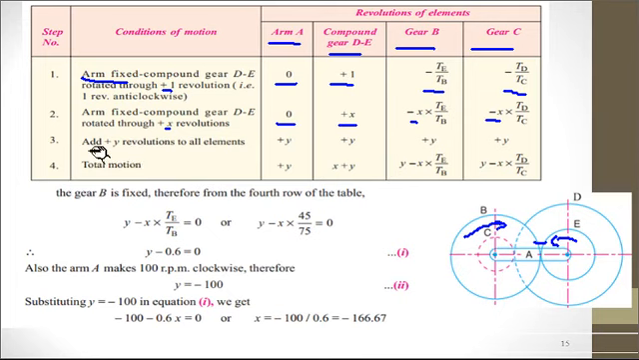Then the third statement is to add plus Y revolutions to all elements. So plus Y, plus Y, plus Y, plus Y. Then total motion means we add step number 2 and step number 3. So 0 plus Y gives plus Y, then X plus Y, X plus Y. Then here Y minus X into TE by TB, and here Y minus X into TD by TC.